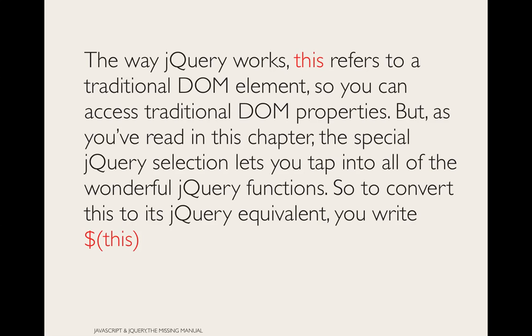The way jQuery works, the keyword this refers to a traditional DOM element. So you can access traditional DOM properties. But if you've read the chapter in the supplemental text, chapter 4, the special jQuery selection lets you tap into all the wonderful stuff that jQuery does. And to convert the this keyword to its jQuery equivalent, you would just surround the this keyword with the $, which is the symbol for jQuery, in parentheses.